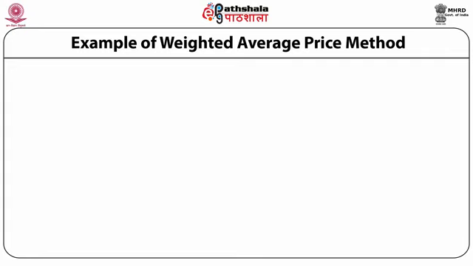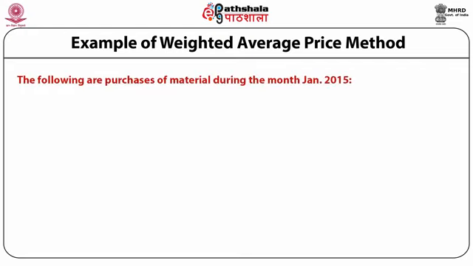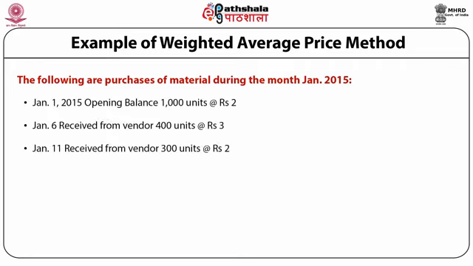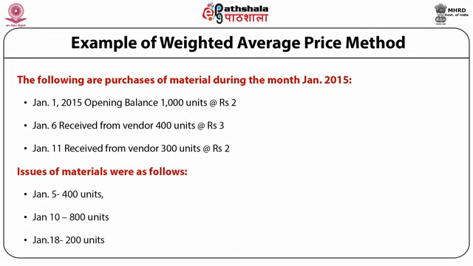Weighted average price method is clarified with the help of the formula. Example: the following are the purchases of material during the month of January 2015. On 1st January, the opening balance of 1000 units at the rate of 2. January 6, received from vendor 400 units at the rate of 3. January 11, received from vendor 300 units at the rate of 2. And issues of material were as follows: January 5, 400 units; January 10, 800 units; January 18, 200 units.